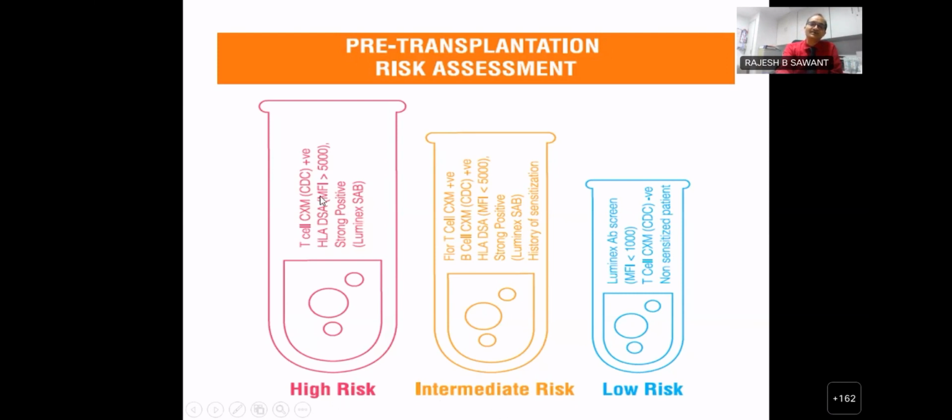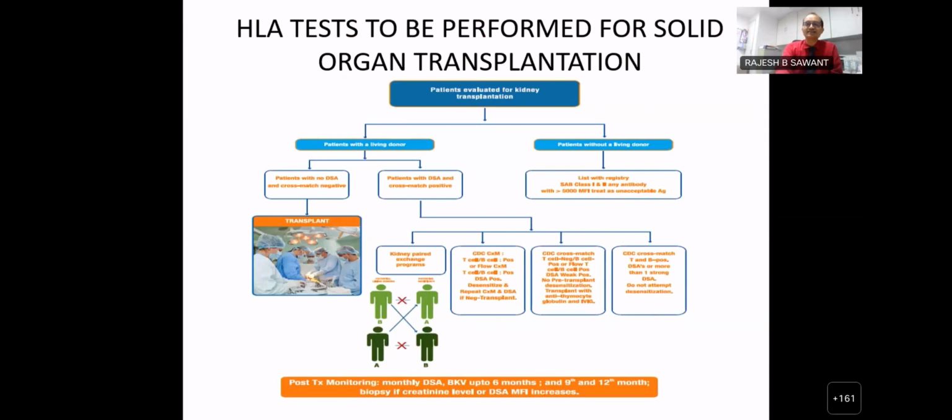And then you come to a scenario where your MFI value is more than 5000, the CDC is strongly positive, and you have a strong single antigen bead test result also, and it is donor specific antibody. That means this will be a high risk patient. So this is how you translate the laboratory results into clinical practice and clinical decision making, right?